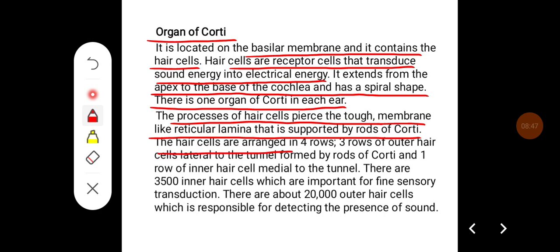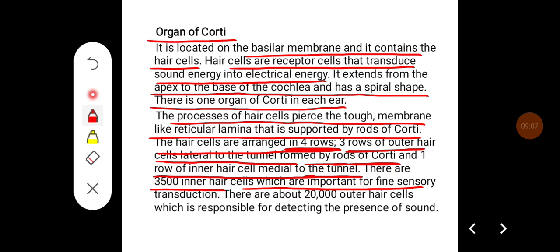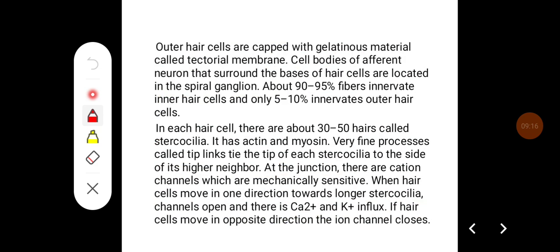The hair cells are arranged in 4 rows: 3 rows of outer hair cells lateral to the tunnel formed by the rods of Corti and 1 row of inner hair cells medial to the tunnel. There are around 3500 inner hair cells which are important for fine sensory transduction, and there are about 20,000 outer hair cells which are responsible for detecting the presence of sound.